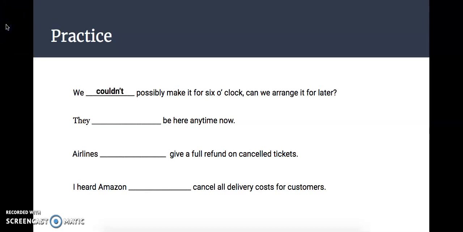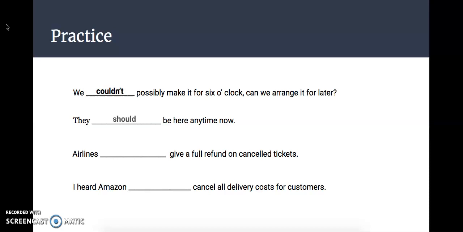Okay, let's do the first one. We couldn't possibly make it for 6 o'clock. Can we arrange it for later? So what we're stressing here is we're absolutely certain that we couldn't make it for 6 o'clock. So that's why we're using the modal verb couldn't.